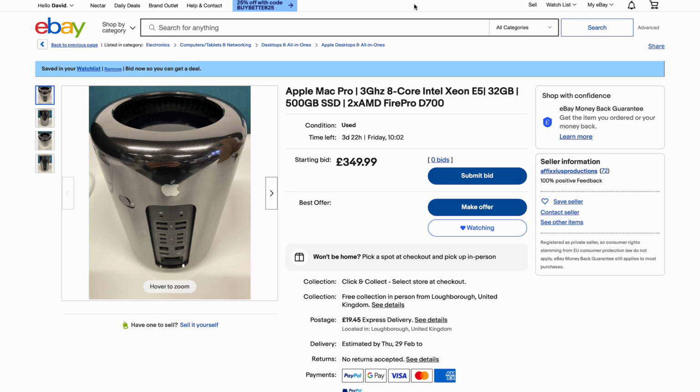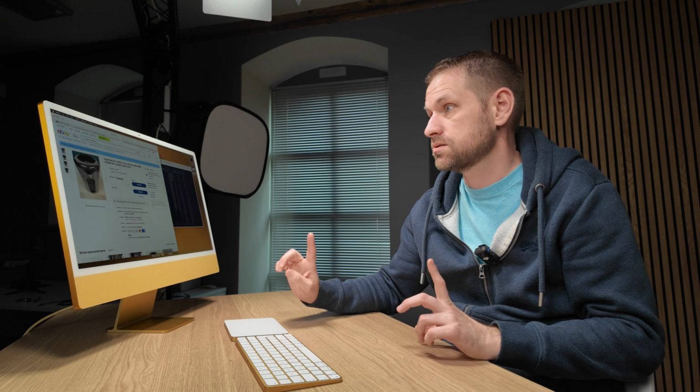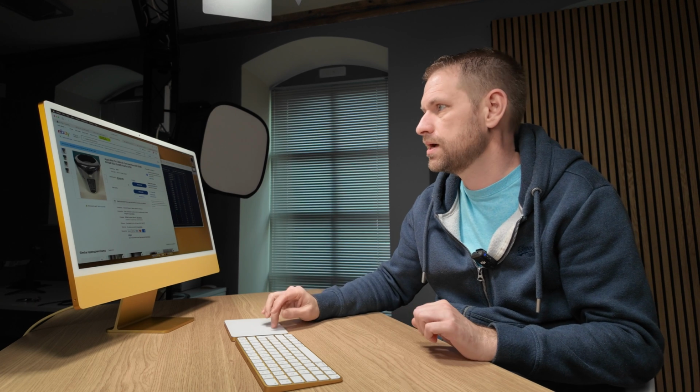When we go to this 8-core model that was used in a studio, I messaged the seller, I got the serial number back on that, and that's actually a 2014 model. So that's much older. That's a 10-year-old Mac there.